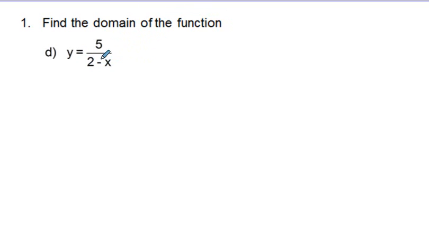And how do we find our exclusions? Well, what do we know that we cannot divide by in math or in algebra? We cannot divide by 0. So therefore we know that 2 minus x can equal everything but cannot equal 0. And if we add x to both sides of this equation, we're going to have 2, or x cannot equal 2. So that is our exclusion to the domain.